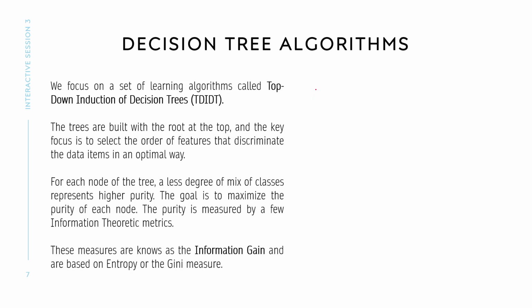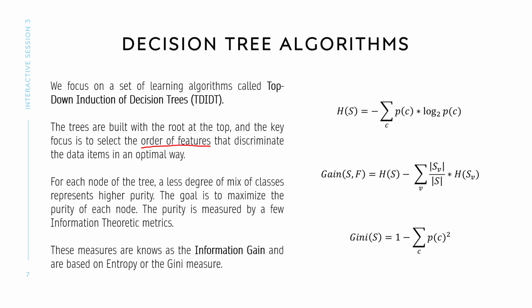And if they are not, most of them should be from the same class, and there can be a few parts which are not from the same class, a few instances. So how do we measure the order of features, the way we measure purity? They are known as the information gain basically, and they are based on either entropy or the Gini measure, right?